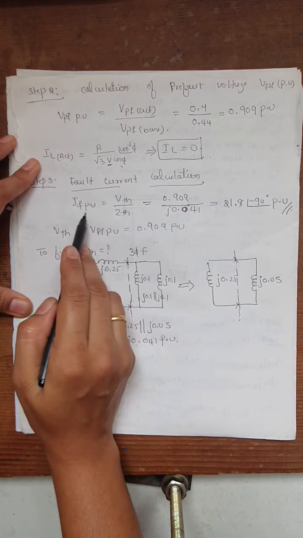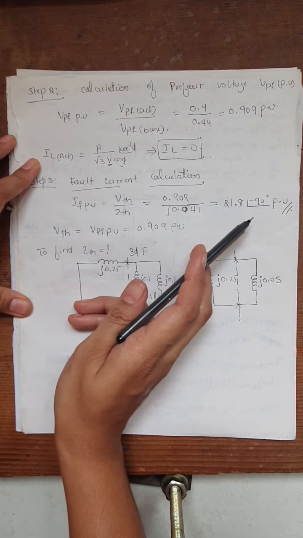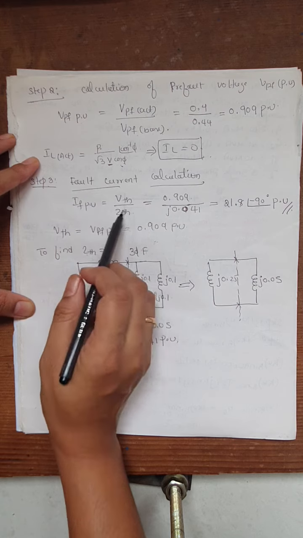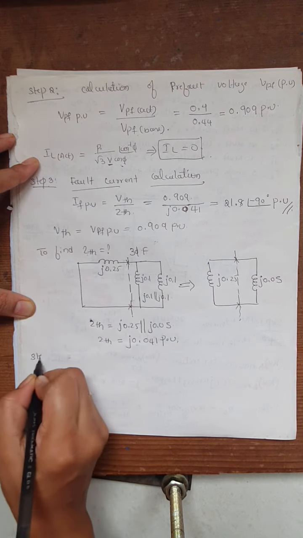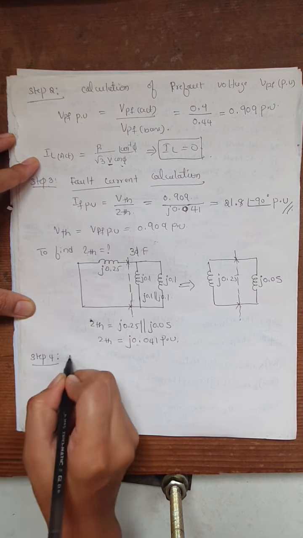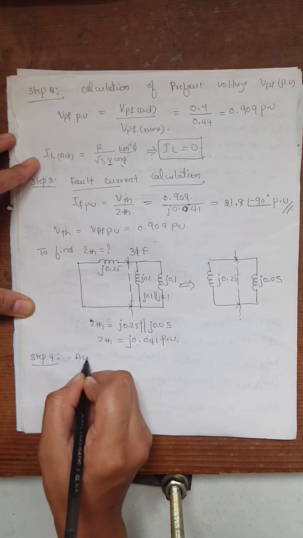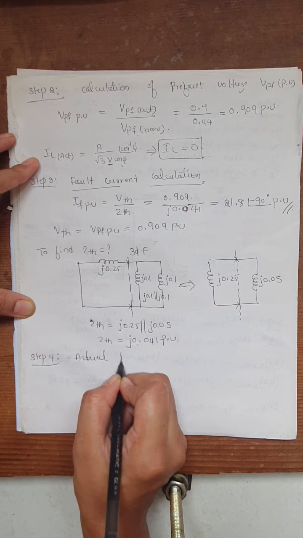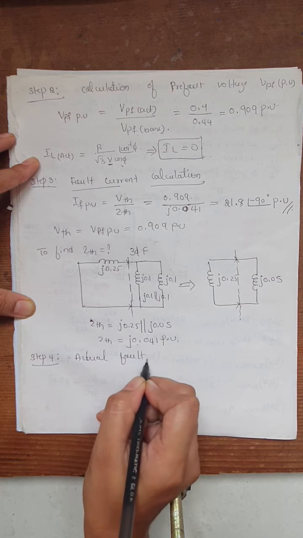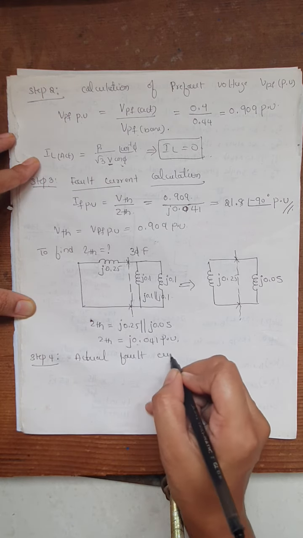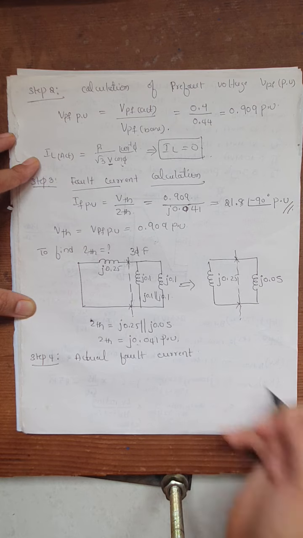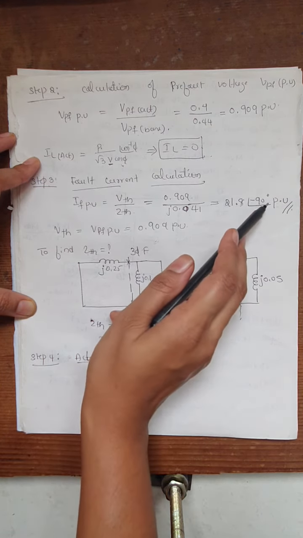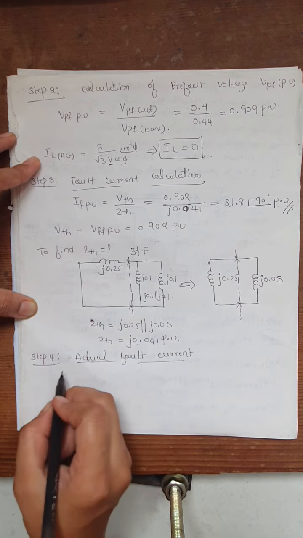But the final answer is supposed to be in amperes, nothing but the actual value. So we will proceed with the last step, that is step 4, the calculation of the actual fault current value. The last step is the actual fault current calculation. We have already got the answer for the fault current in per unit, so this is to be converted into actual.